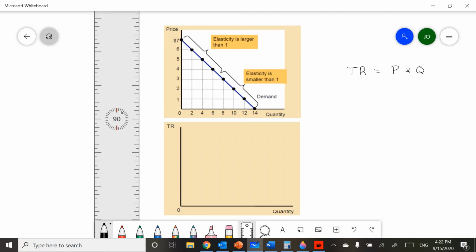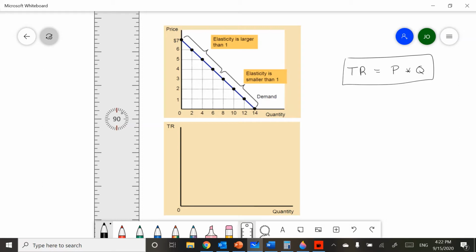Let's look at the relationship between total revenue and elasticity. Total revenue is an easy equation. We have total revenue equals price times quantity. Think of having a pizza sale. If a pizza has 8 slices and you sell them for $1, then your total revenue will be $8. Easy as that. $1 times 8 slices is $8.